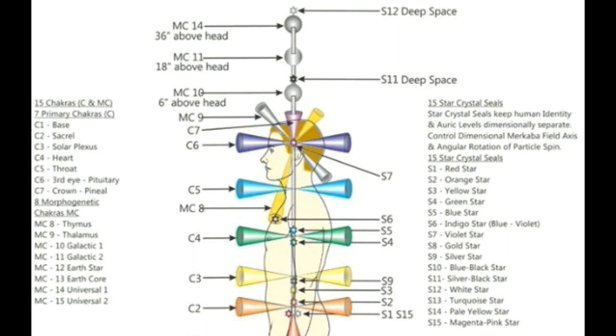But again, it allows you to see where the star crystal seals are located, and the relationship of the chakras, the 7 primary chakras, and the 8 morphogenic chakras. You can see the relationship there and do a little study there on your own. That's the reason for this PDF, so that you can refer to it.